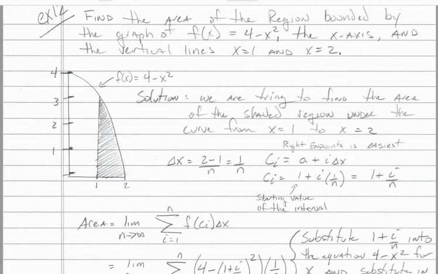So we want to find the area of the region bounded by the graph of f of x equals 4 minus x squared, the x-axis, and the vertical lines x equals 1 and x equals 2. I've sketched the graph out for you to take a look at. The area of the shaded region is what we're trying to find.